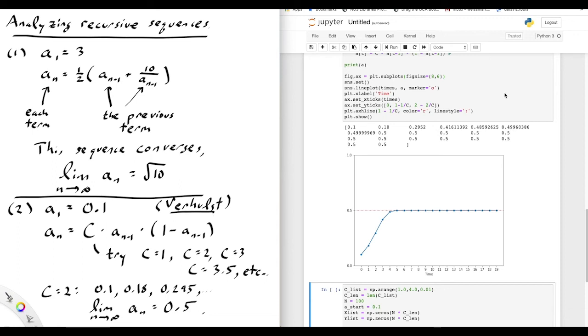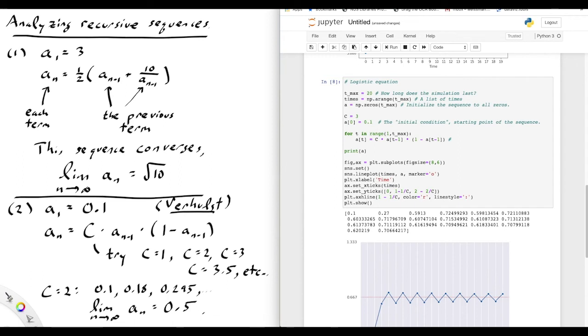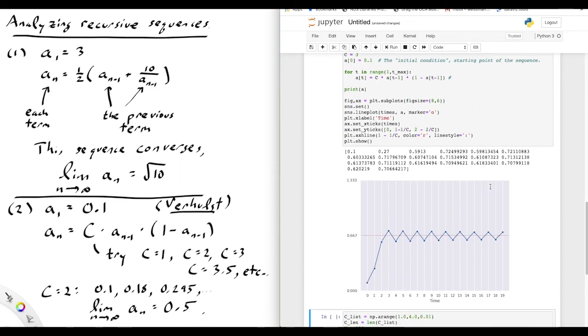Now, what is really interesting about this one is that it's highly dependent on this parameter c. C is something like the population growth rate. If I change c from 2 up to 3 and rerun this, a lot of things change. One thing that changes is that this carrying capacity, this line here, moved up from 0.5 to 0.667, moved up to 2/3, in fact.